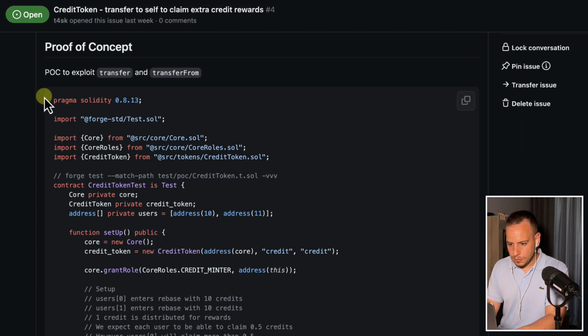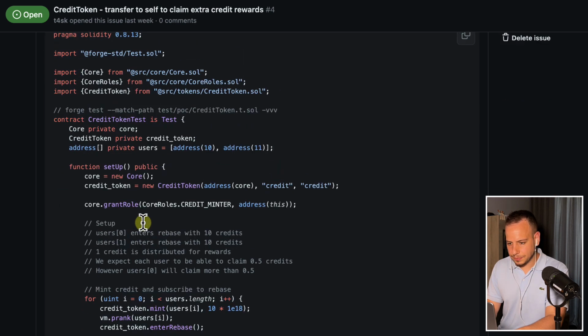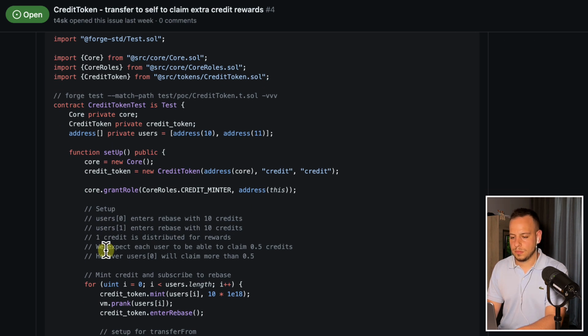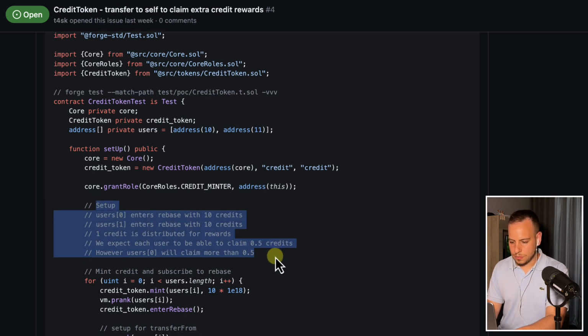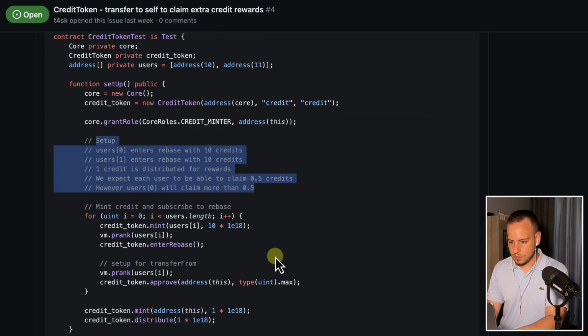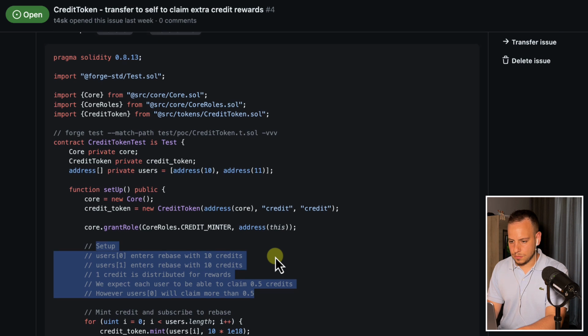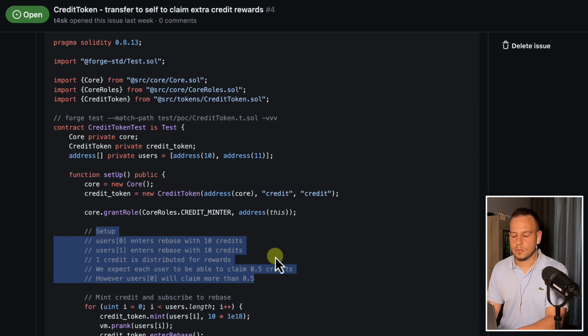Why did we report it as... It's a high, yeah, not medium. Yeah, so it's a high. But the number of shares that you transfer has to be low enough that you'll actually be able to claim the rewards. If you put it too high, then it would try to give you a lot of rewards, but because there are no rewards inside the credit token contract, it will just overflow.